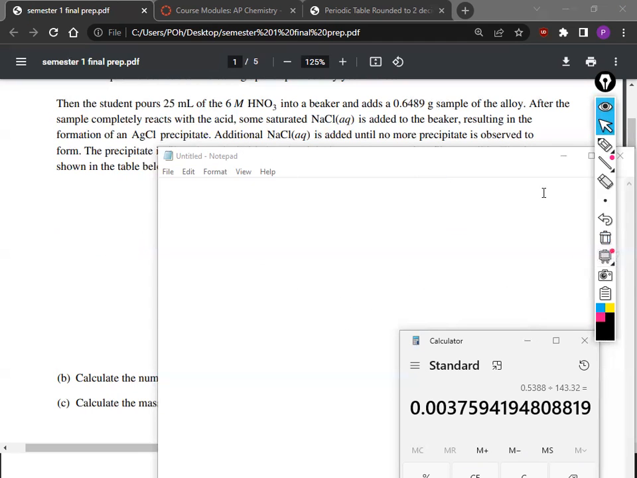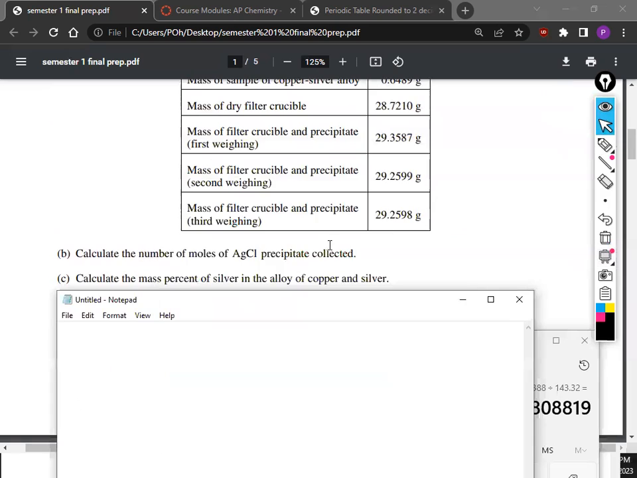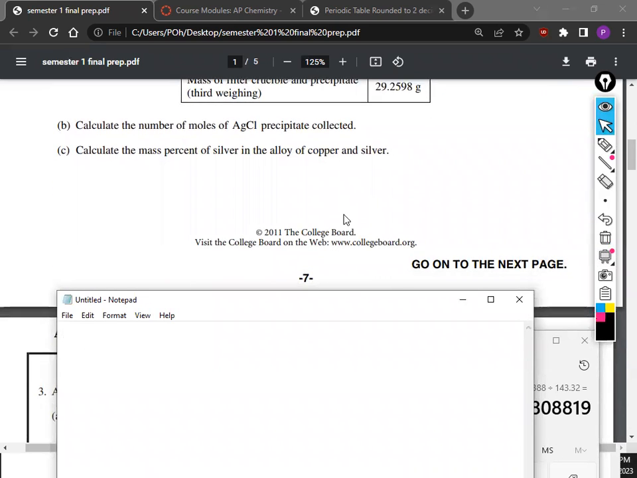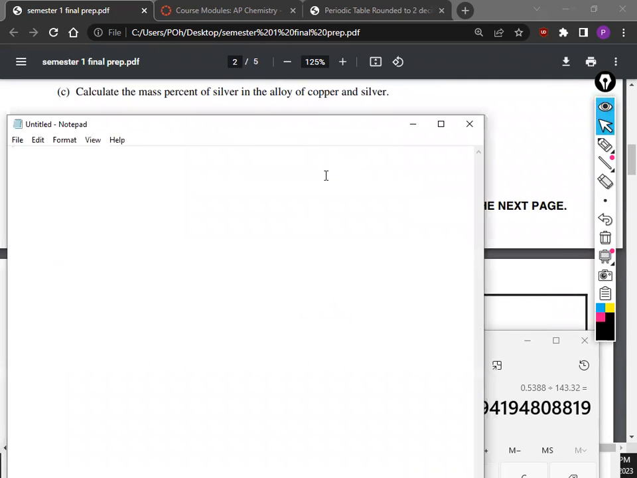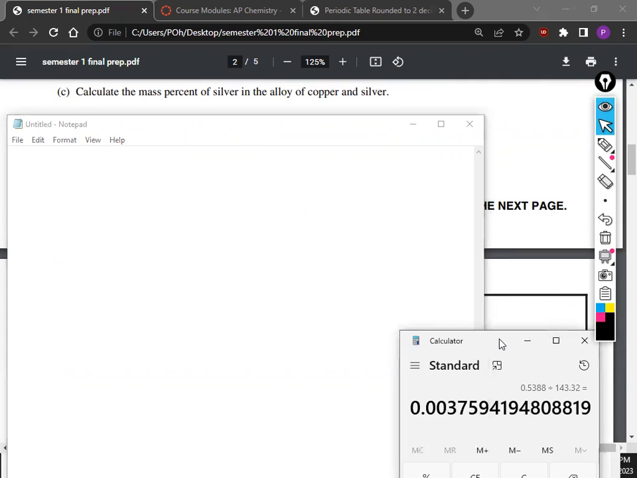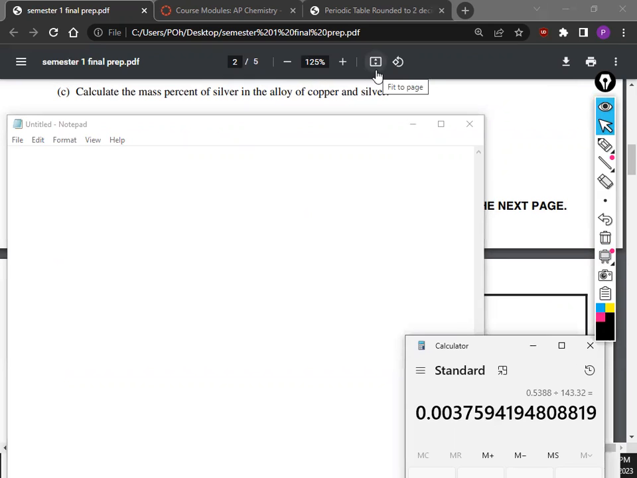Okay, let's go over part C. We'll do that together and then we'll take a quick break and then we'll move on to the next section, okay? All right, last but not least, we need to find the mass percent of silver in the alloy of copper and silver, okay? So let's take a look at the value we just had. I'm going to work with the decimal number just because it'll be easier to punch into my calculator.